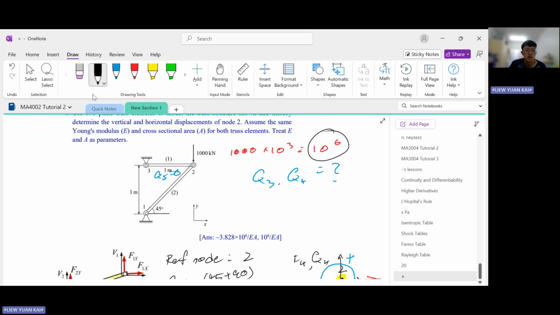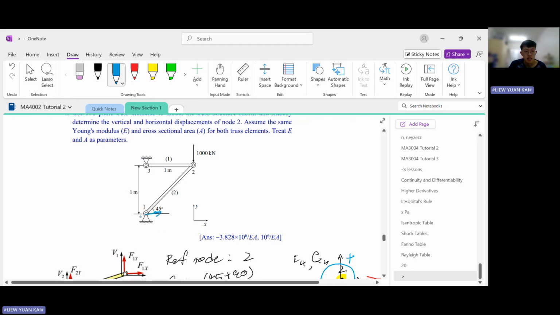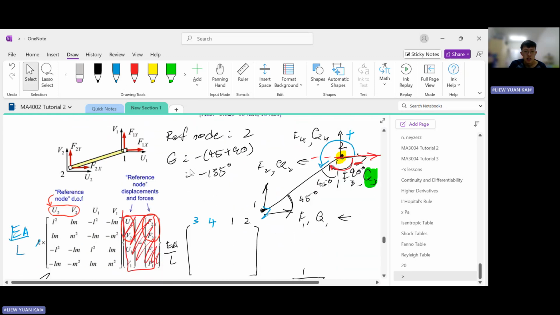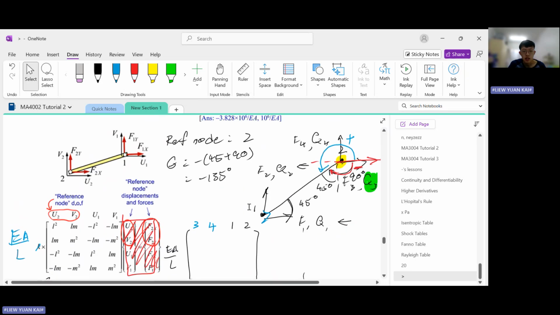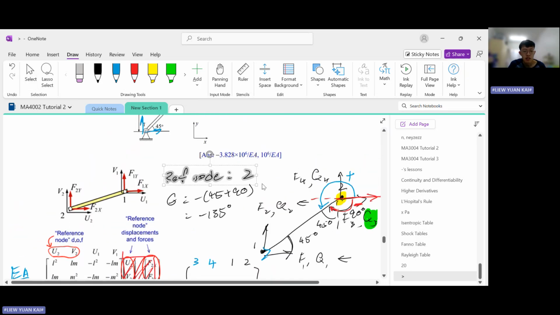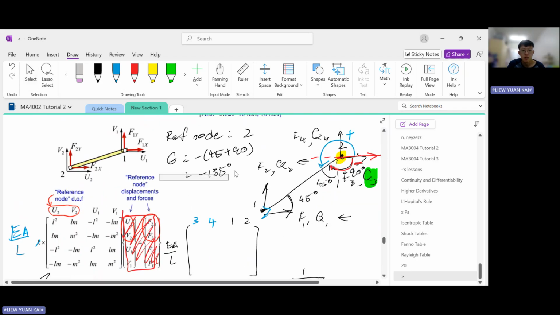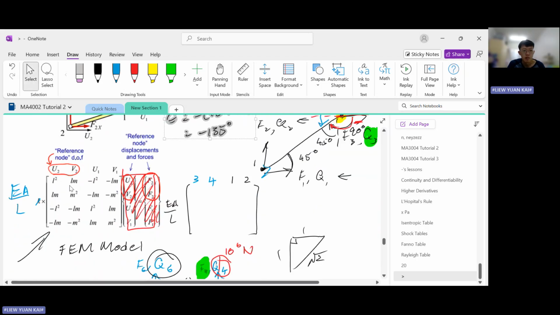So let me recap on how you do a truss element problem. Okay, so first thing you do is you model the problem, right? Every node has a horizontal and vertical displacement and horizontal vertical force acting on that node, right? Then for each element, you must write down the stiffness matrix, right? So it's a bit complicated because you have to choose a reference node. The reference node is the node that will help you decide what theta is. Okay, theta will help you calculate the value of L and M.